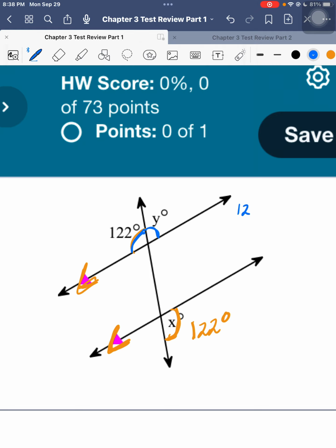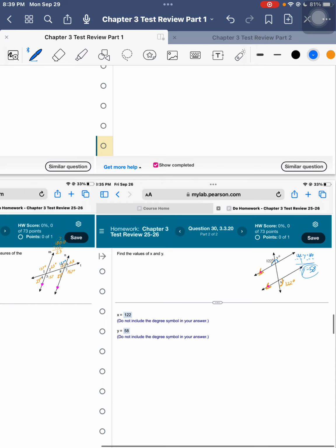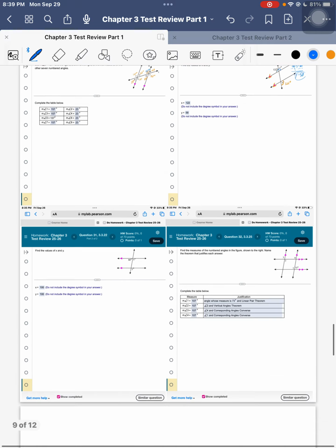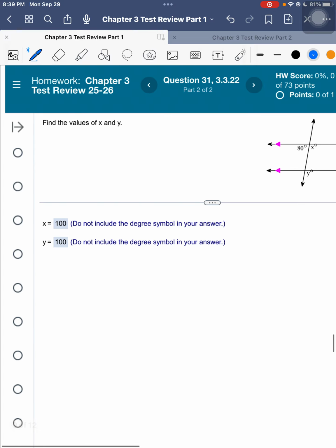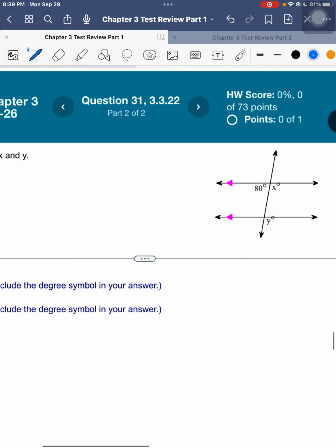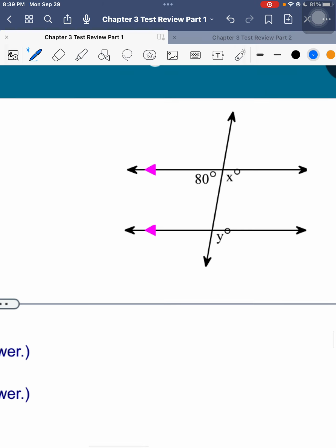So, and what is y? Well, I know that this 122 and this y form a linear pair. So 122 plus y equals 180. I can subtract 122 from both sides. That's going to give me 58. So 122 and 58.